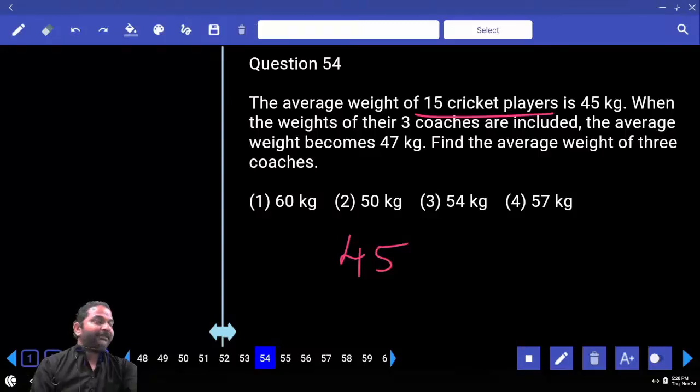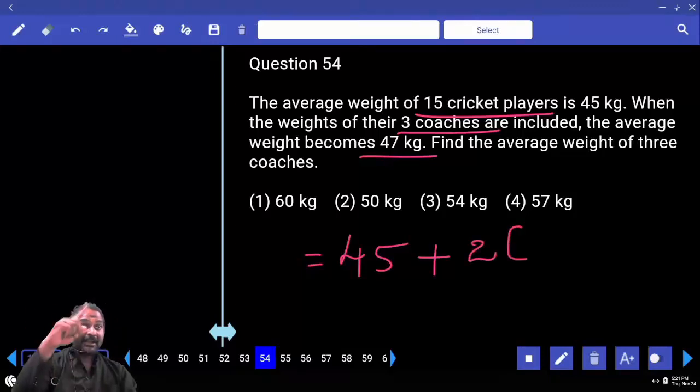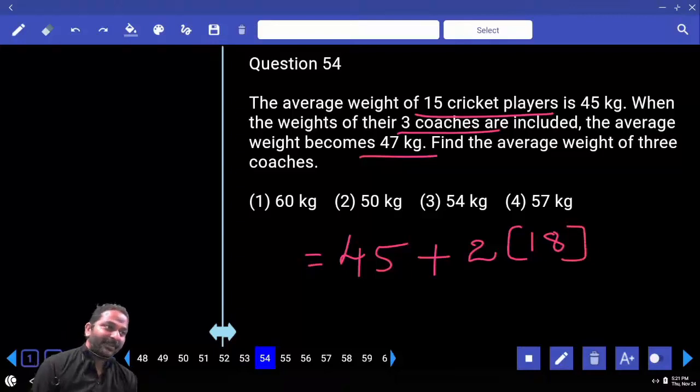3 people. If these 3 people's average is also equal to 45, average will be same as before, correct? But now after these 3 coaches joined the group, what happened to average? Becomes 47. That means increased, right? So because of this, average of these 3 people must be definitely more than 45. Average increased by 2. For how many people? For entire group, right? Group in the sense 18 members. Can we directly add 2 times of 18 to the number 45?